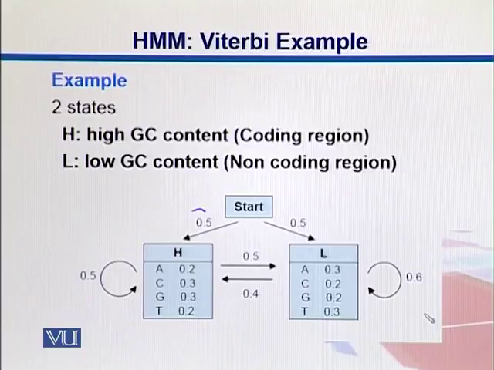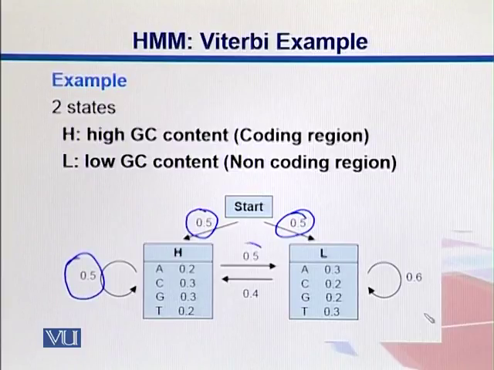The probability is 0.5 and 0.5, half and half, so it's quite fair, and you can move in any direction. While you are in the high state, you can stay there 50% of the time, or you can move to the low state. While you are in the low state, you can stay there 60% of the time, and you can get back to state H 40% of the time.